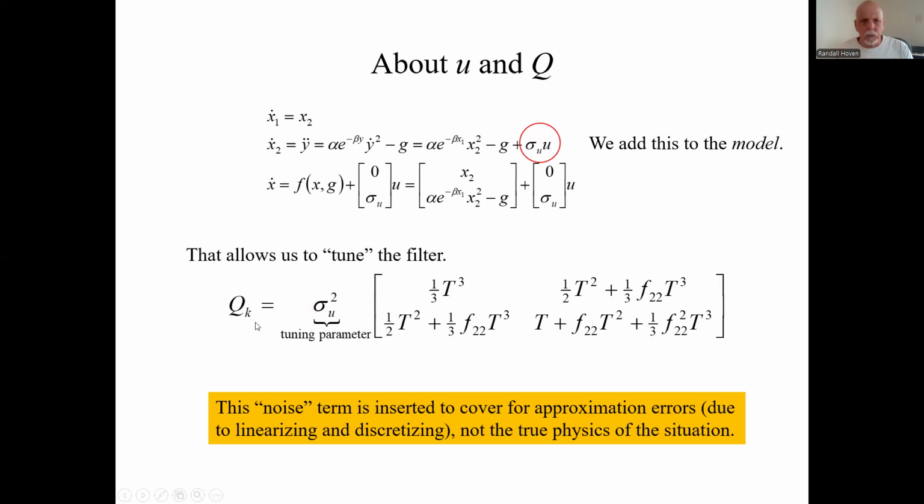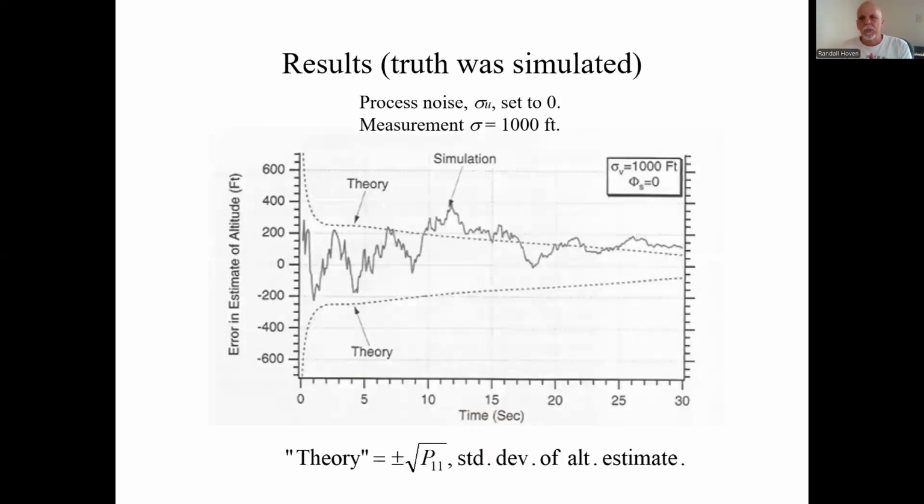We set it to 0. We're saying Q equals 0. We need 0 process noise. We don't like Q to be 0. We needed to cover our sins. So let's see kind of what happened.